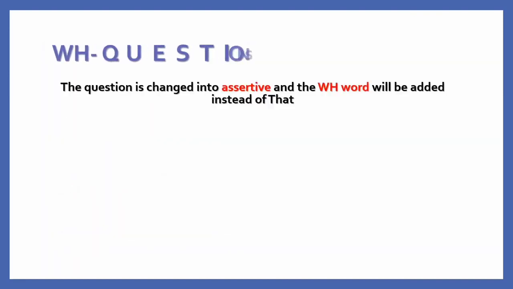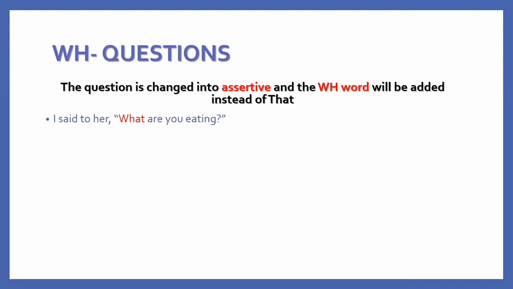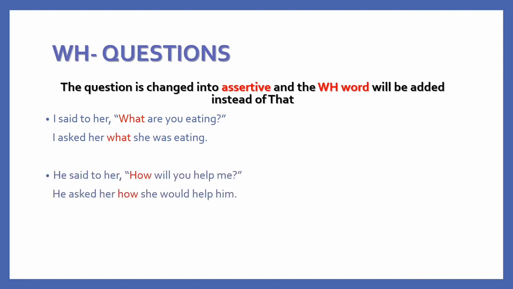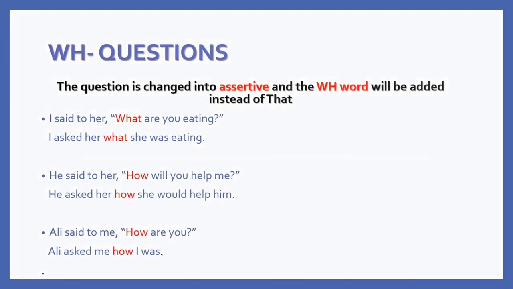Now the WH questions. The question is changed to assertive and the WH word will be added instead of that. I asked her, "What are you eating?" It becomes, I asked her what she was eating. He said to her, "How will you help me?" He asked her how she would help him. Ali said to me, "How are you?" Ali asked me how I was. And do note that the changes of pronouns and the verb are done according to the basic rules.